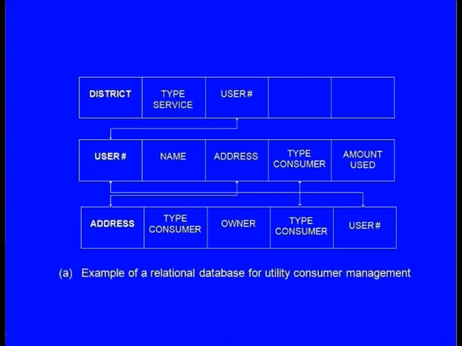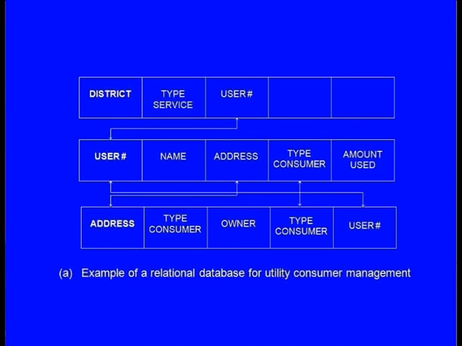Another example is of a utility consumer management system, wherein the information could be in the form of district. Within the district, what type of service is being provided and who the possible users could be. Each user has an ID corresponding to individual users, and the information regarding the name, address, consumer type, and the amount that he probably spends on a particular type of service could be entered.